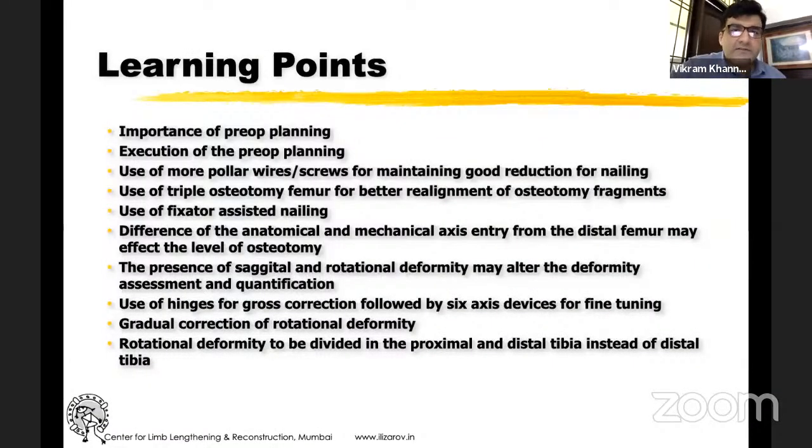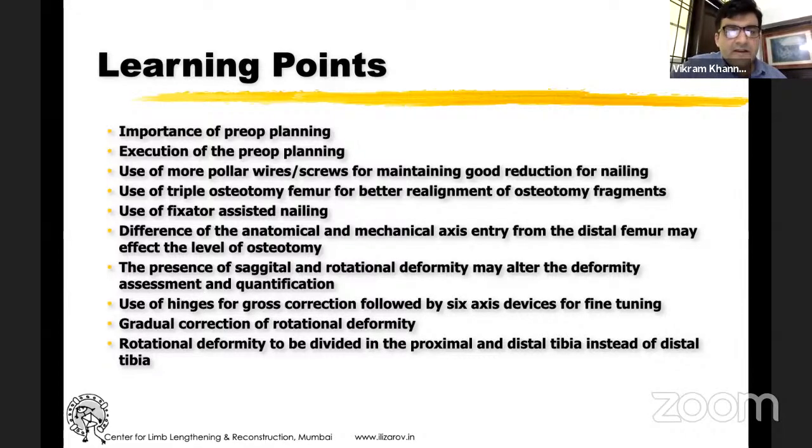So the learning points which I learned during the planning and the execution of this case was that there is an importance of pre-operative planning, especially for the femur, because we have to identify the levels of the osteotomy and work through it. Execution of the pre-op planning is important because we can plan anything on the system, but if it's not executed properly, like I feel that on the left femur, we lost a bit of reduction while reaming or nail passage. So that is also important, that execution should be good.